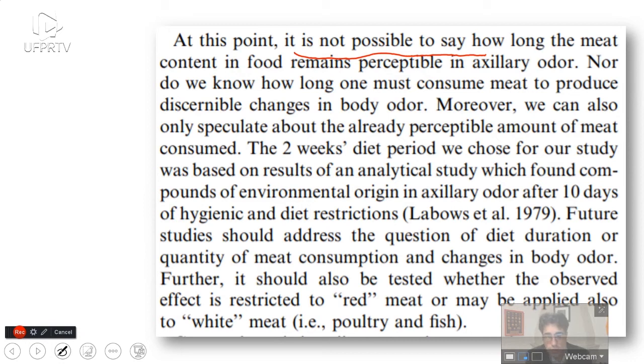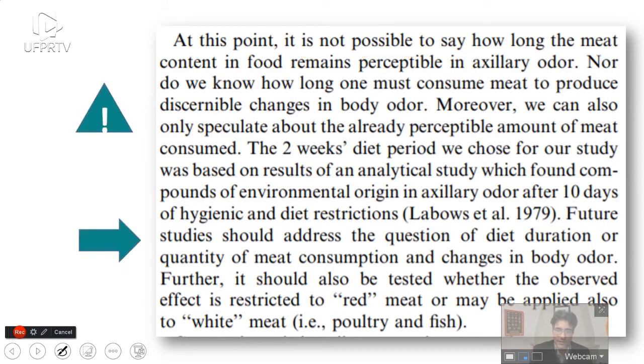Moreover, we can also only speculate about the already perceptible amount of meat consumed. So that is actually a limitation of the research. The 2 weeks diet period we chose for our study was based on results of an analytical study, which found compounds of environmental origin in axillary odor after 10 days of hygienic and diet restrictions. So all of that points about what the study does not do.